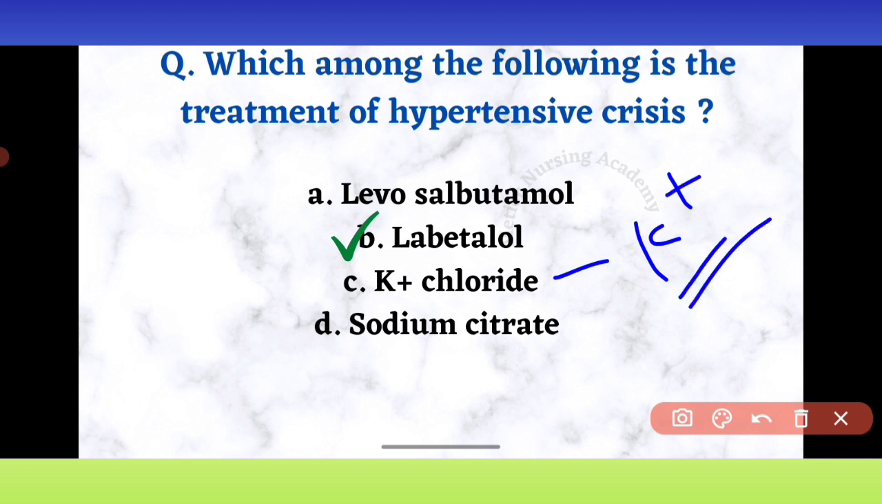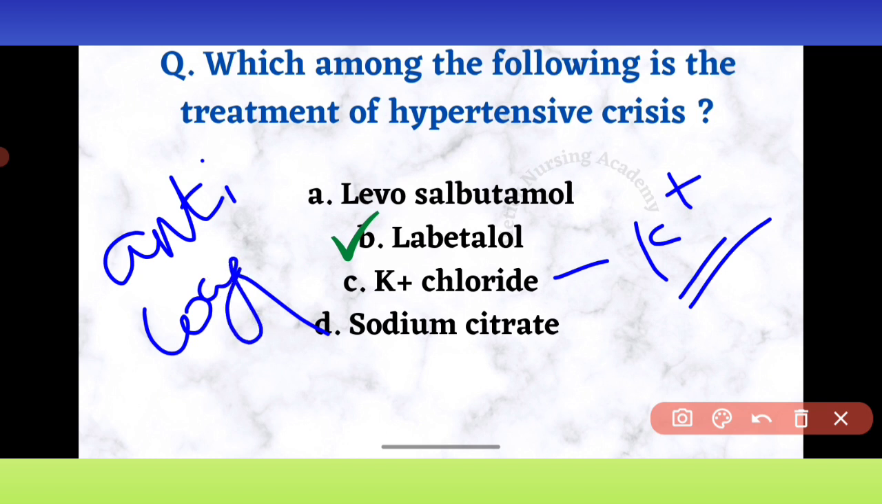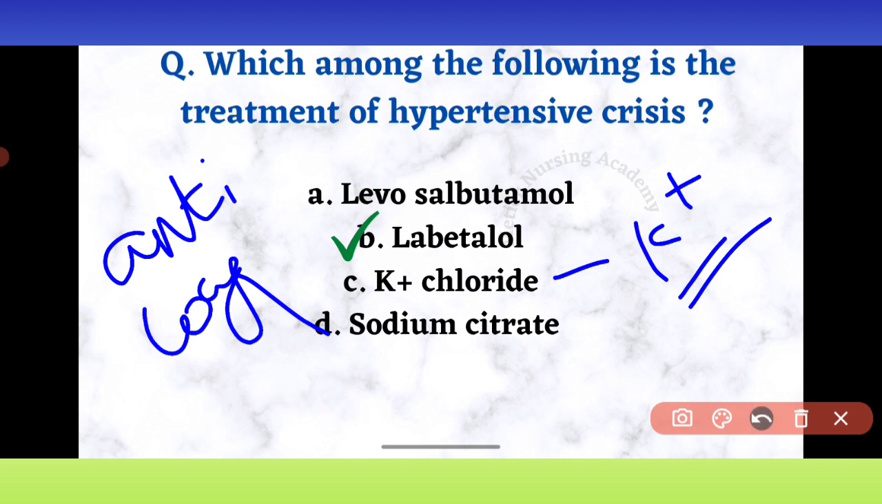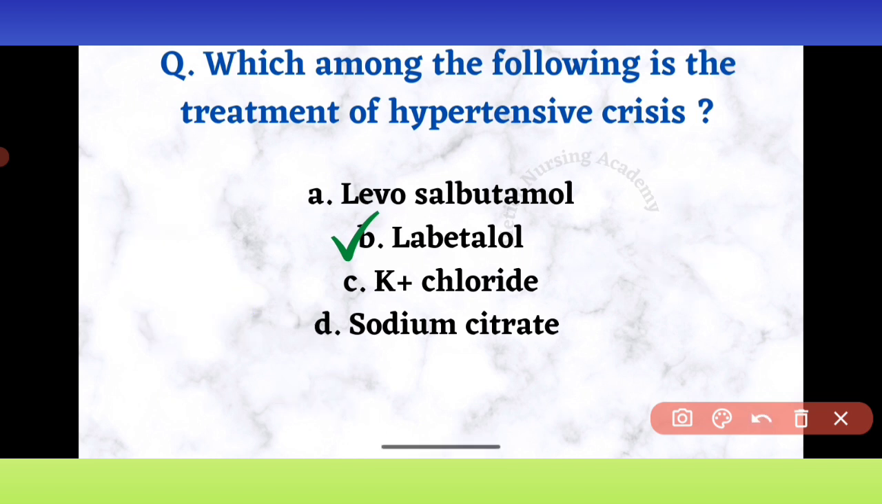And the last one is sodium citrate. It is used as an anticoagulant in stored blood, as we all know. It is also used for urine alkalinization, and also for the prevention of nephrolithiasis. What is the meaning of nephrolithiasis? That is kidney stones. It prevents the formation of kidney stones. So these are all the rationale behind each and every option. And which option is directly applicable for this hypertensive crisis? That is labetalol. That's why we selected option B.